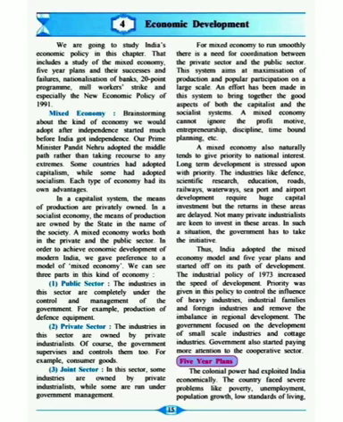In a capitalist system, the means of production are privately owned. In a socialist economy, the means of production are owned by the state in the name of society. And a mixed economy works both in the private and in the public sector. In order to achieve economic development of modern India, we gave preference to the model of mixed economy. You can see three parts in this kind of economy.